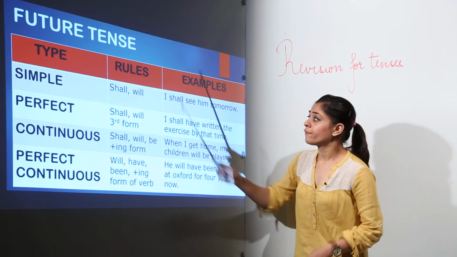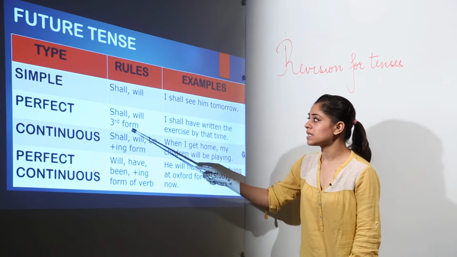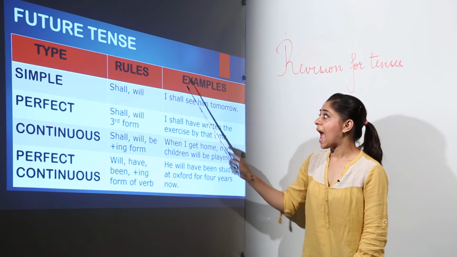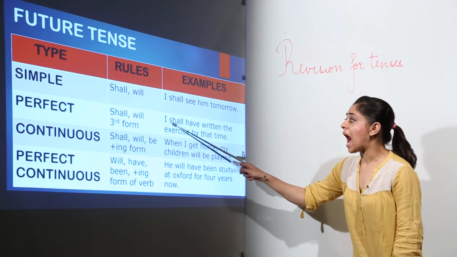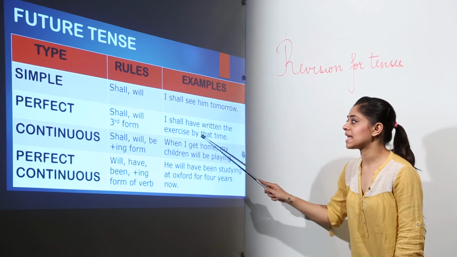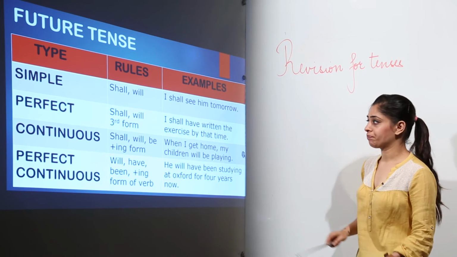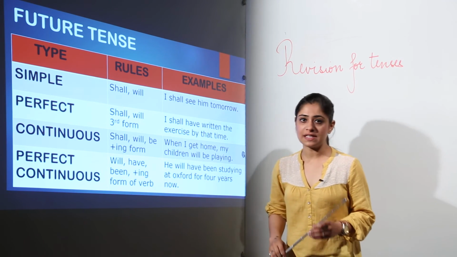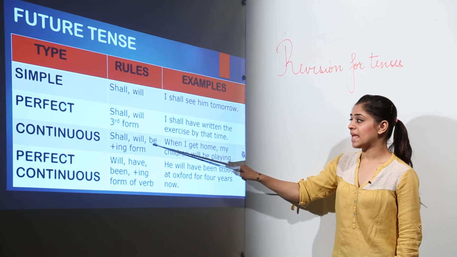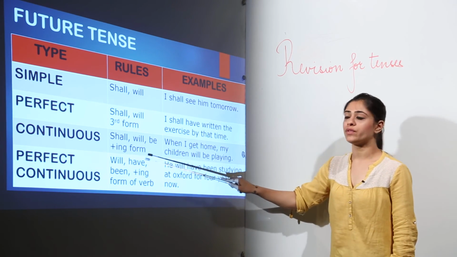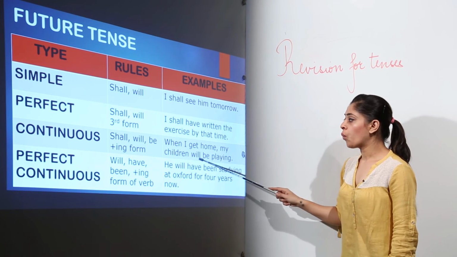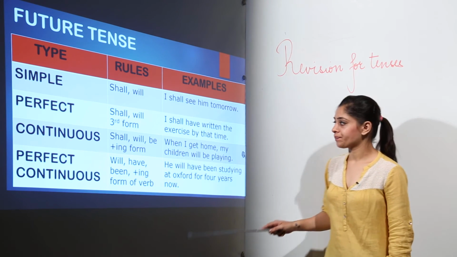Now we have future perfect tense. The rules are shall, will, the third form of the verb, and the example is, I shall have written the exercise by that time. For future continuous tense, the rules are shall, will, be plus ing form of the verb. When I get home, my children will be playing.